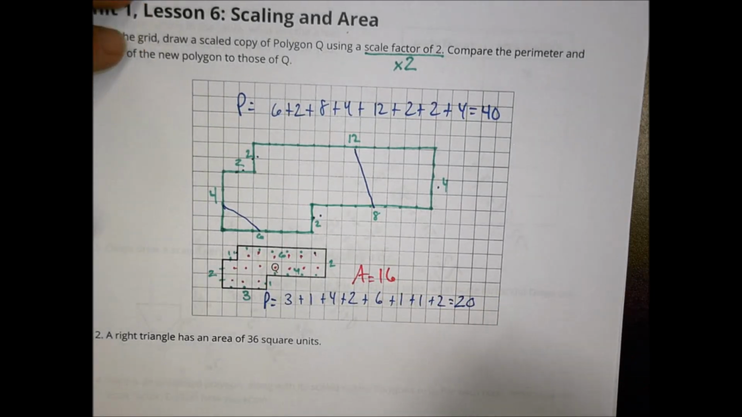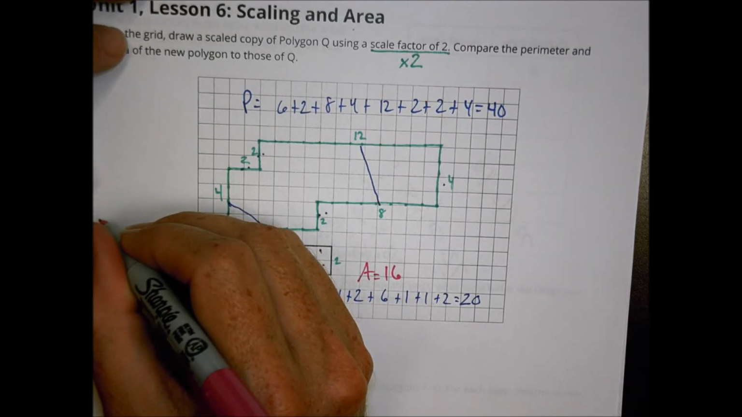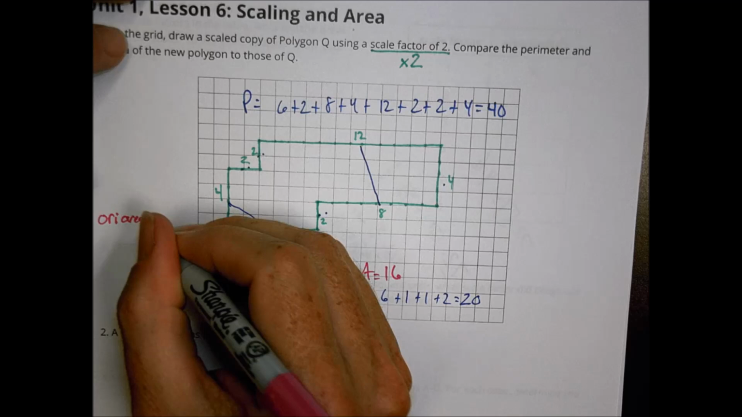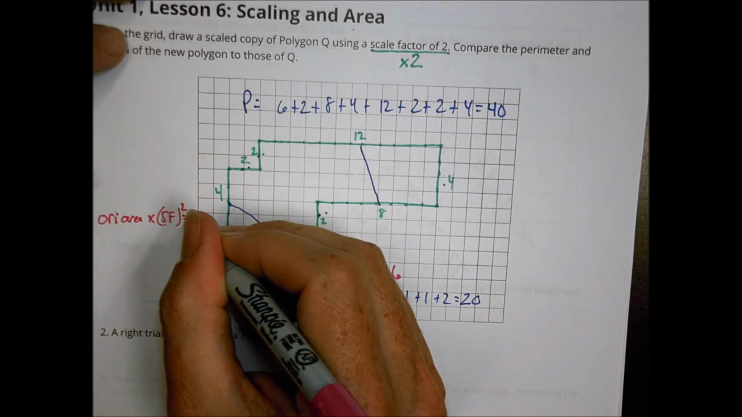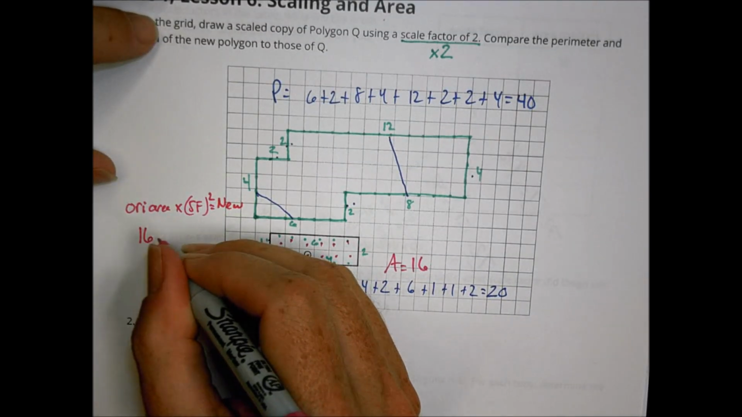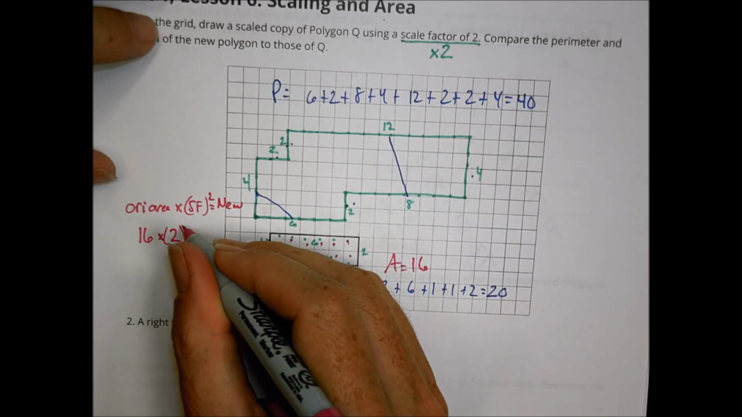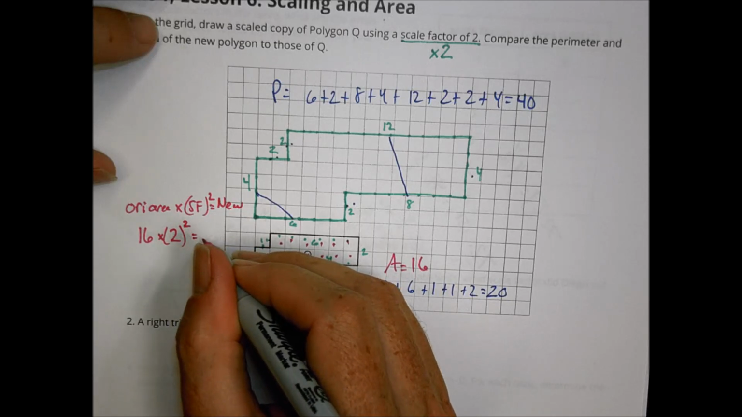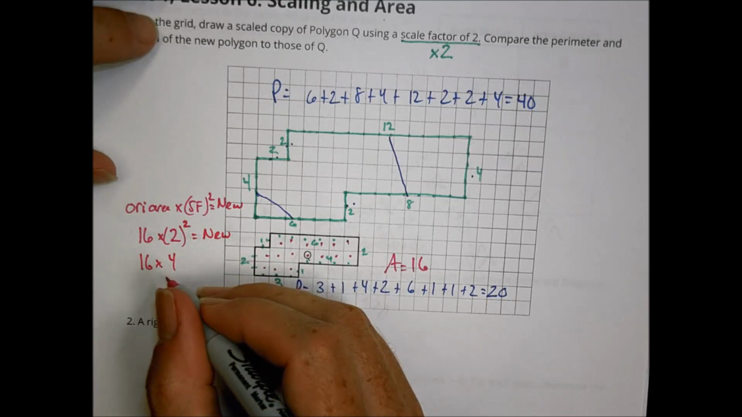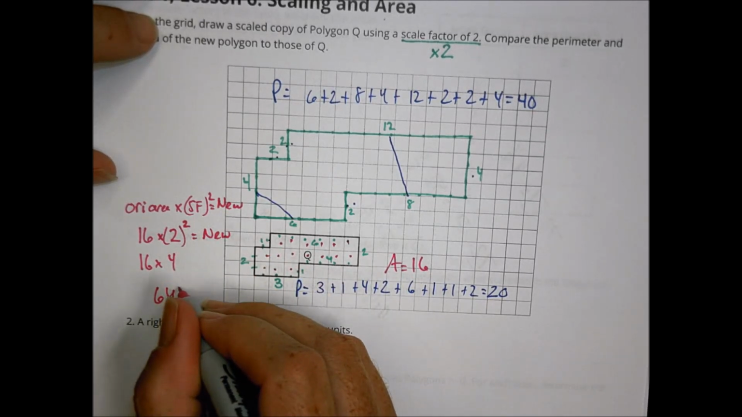Now what we said before is that to find the area of a shape, we could take the original area times the scale factor squared to get my new area. So in this case, my original area was 16, and if I multiply that by the scale factor, which is 2, and that is 2 squared, that should give me my new area. Well, 16 times 2 squared is 4, and 16 times 4 is going to be 64. So my new area should be 64.